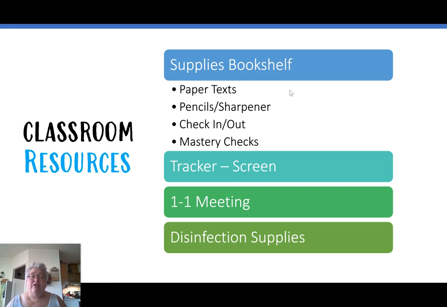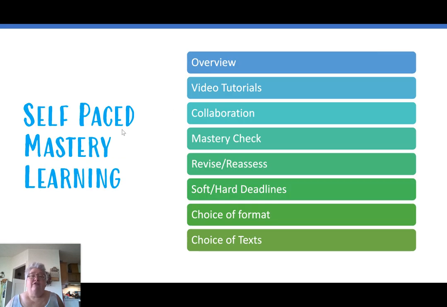Our classroom resources: as you enter the door, there's a supplies bookshelf with your paper texts, pencils and sharpeners, check in, check out materials, and mastery check materials. The tracker, your progress tracker, will be on the screen at the front of the room. We will also have one-on-one meetings with me and or a para to help you. And then disinfection supplies are also supplied for you.